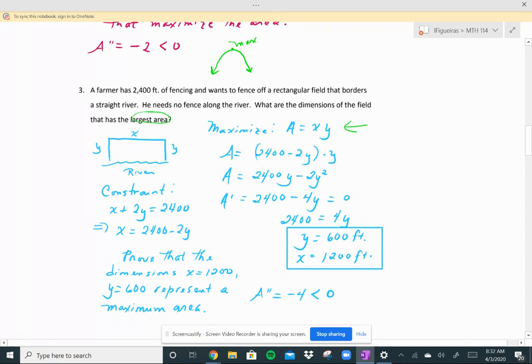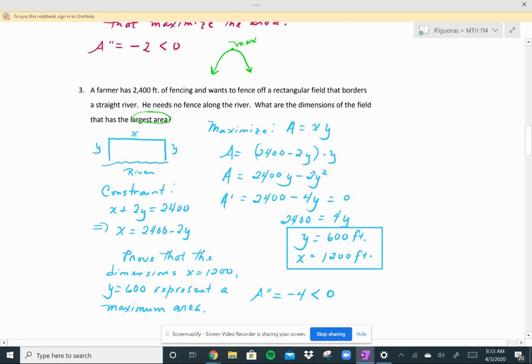So similar to the other examples, we need to eliminate one of the variables. So I solve my constraint. And this time I solved for x. It doesn't matter which variable you choose. I'm just going to solve for x. So x is equal to 2,400 minus 2y. I substitute that in here for your area formula. So A is equal to 2,400 minus 2y times y. When you distribute, you get that A is 2,400y minus 2y squared. So now we're ready to take the derivative.